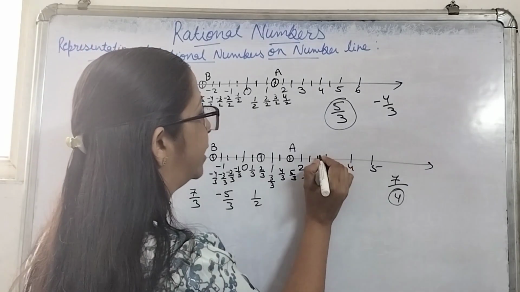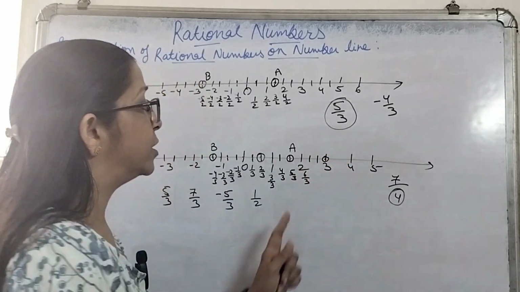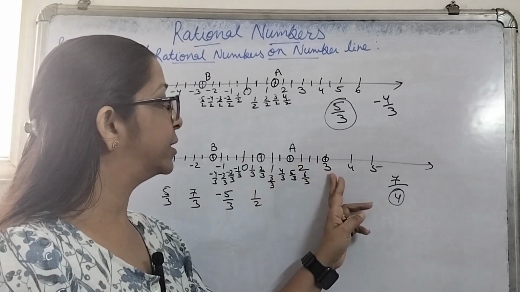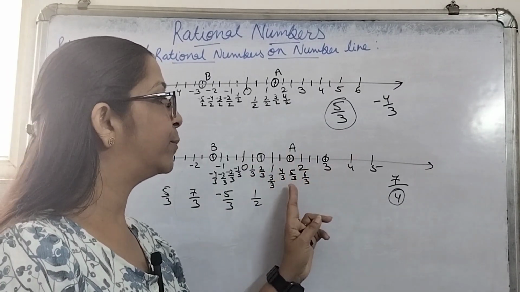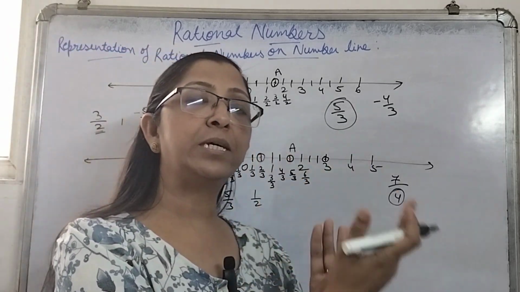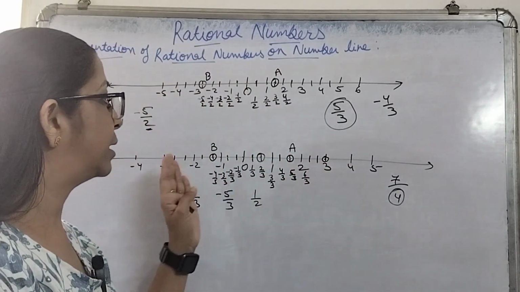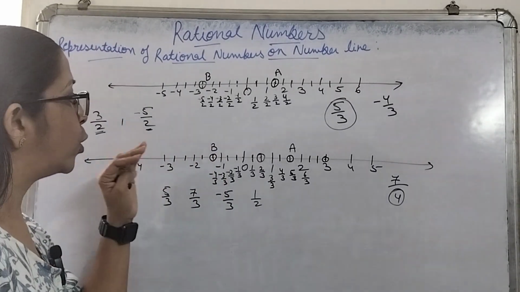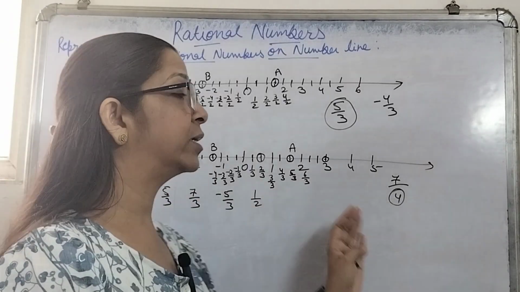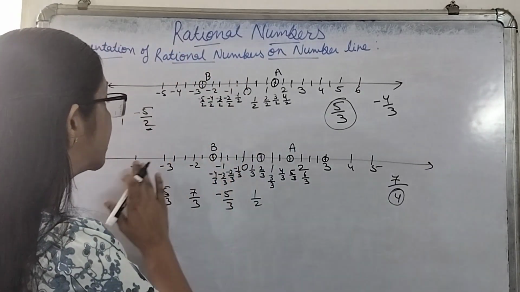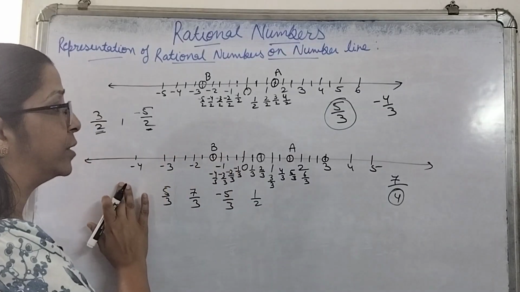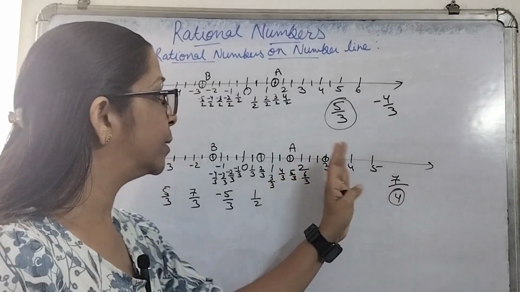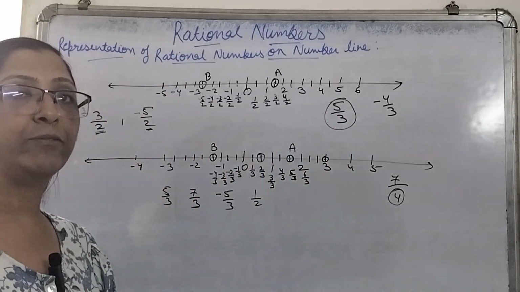Similarly, we check it with this number 3. Because 3 is towards the right of the point 5 upon 3, we will say that 3 is greater than 5 upon 3. So whichever number is towards the right on the number line will be greater than the number towards the left. All the negative numbers, because they are towards the left, will always be smaller than any positive number, or even 0. All the negative numbers will be smaller than 0, and all the positive numbers will be greater than 0. All the positive numbers will be greater than all the negative numbers also.